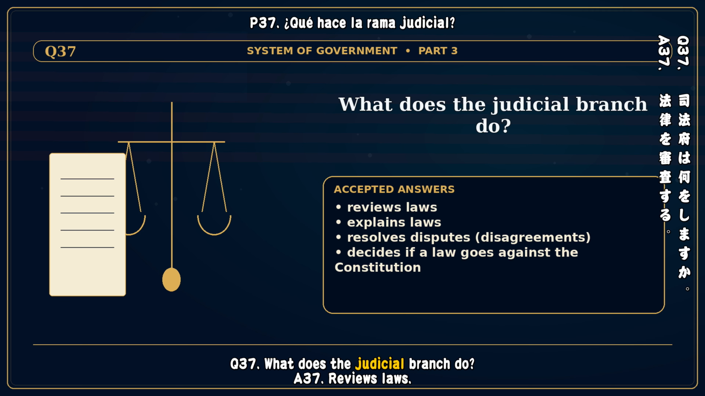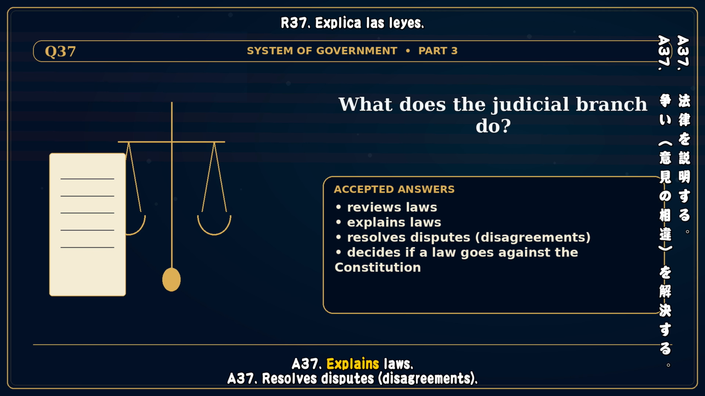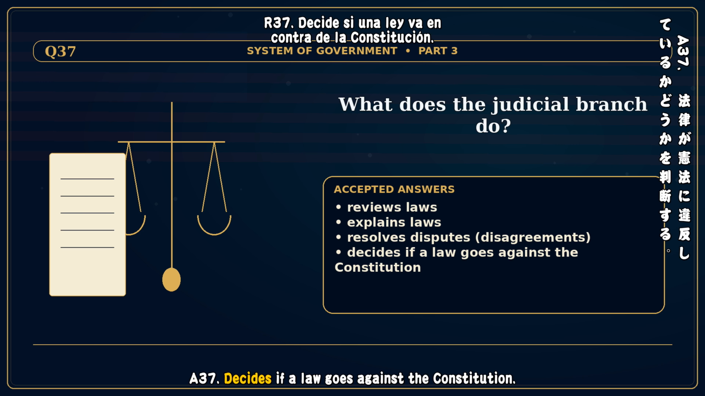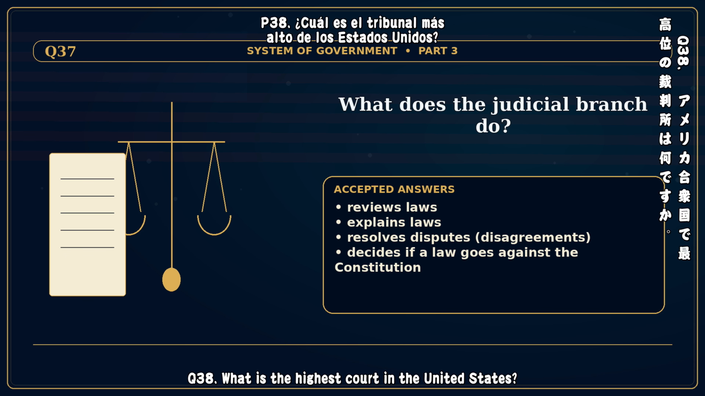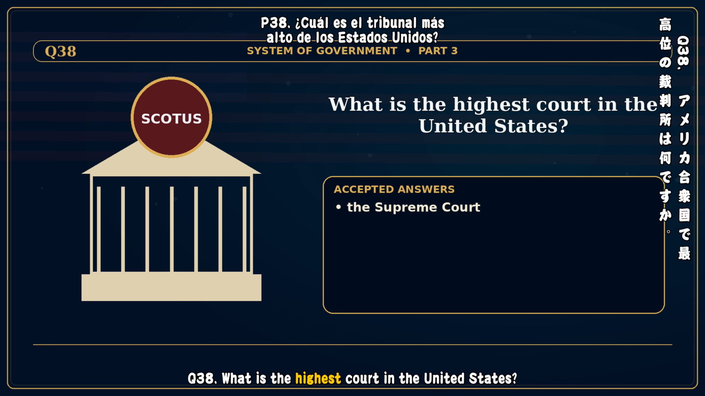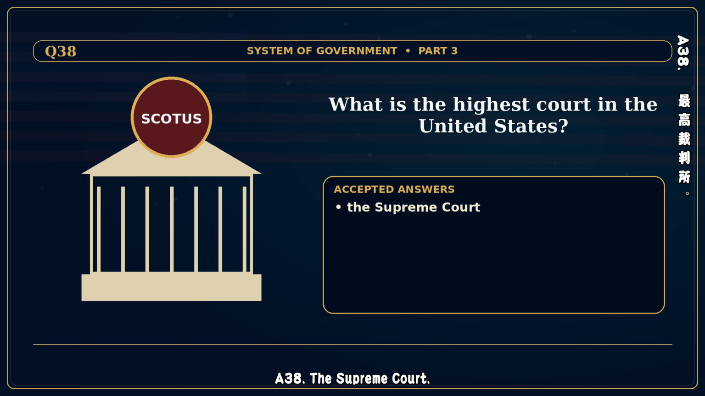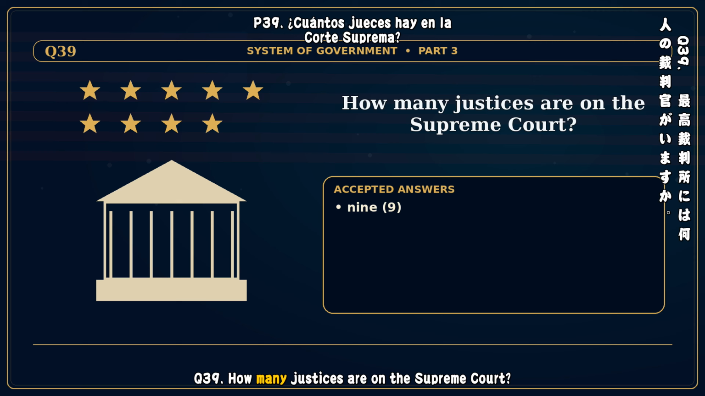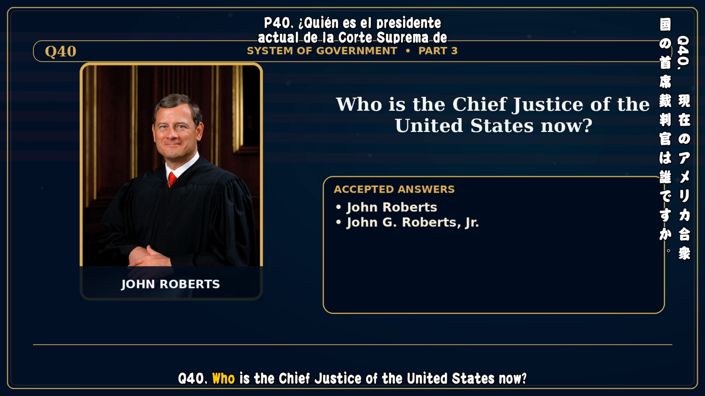What does the judicial branch do? Reviews laws, explains laws, resolves disputes, disagreements, decides if a law goes against the Constitution. What is the highest court in the United States? The Supreme Court. How many justices are on the Supreme Court? 9.